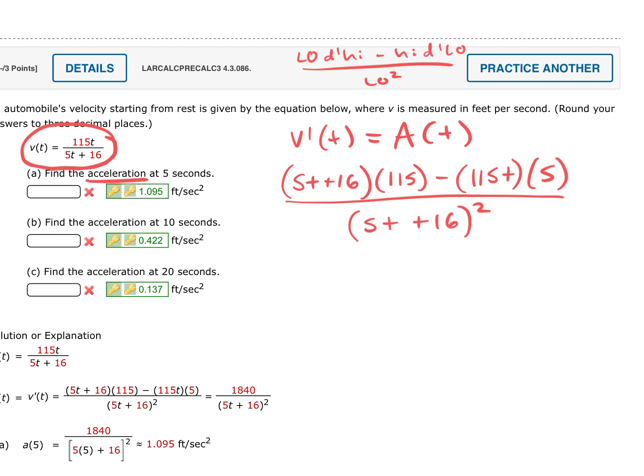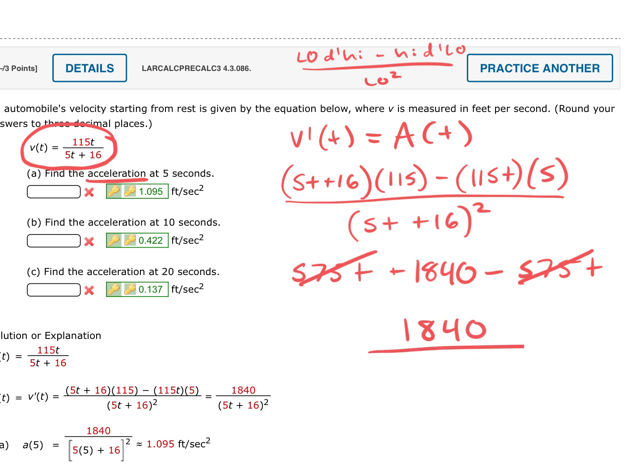You can simplify, or if you want to, it's asking for the acceleration at 5 seconds, so just plug in 5 into this, but I would simplify first. Again, your numbers are going to be nicer on the quiz. So we have 115 times 5t would be 575t plus 115 times 16, 1,840, minus 115t times 5 would be 575t. These cancel. That's nice. So we get 1,840 over 5t plus 16 squared.